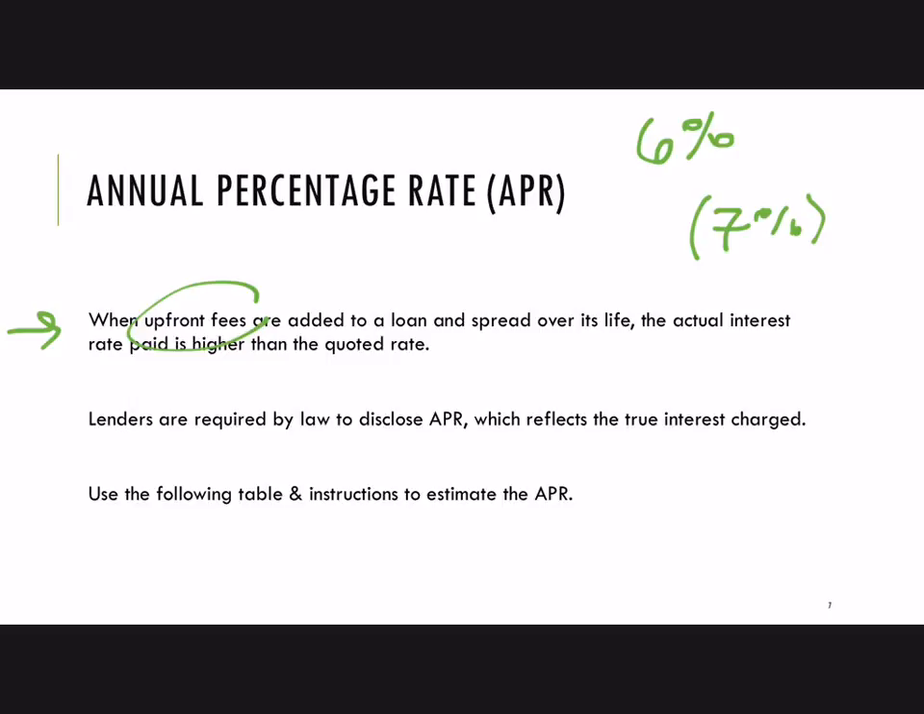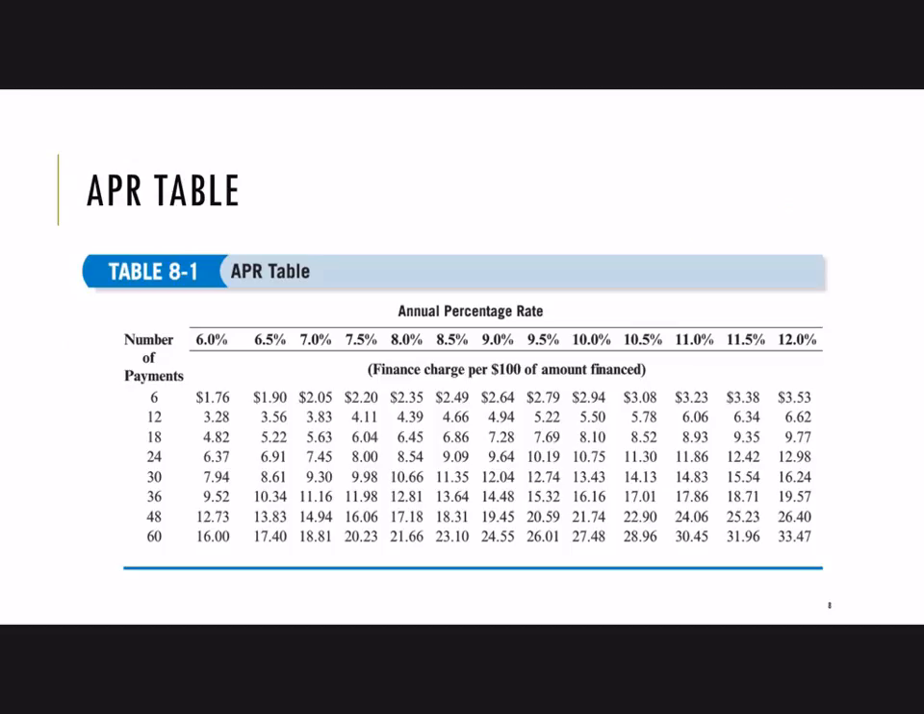But we can also use a table to estimate the APR if we know what the finance charge is. Now there is another method. You can also use APR calculators that you can find online. So if you ever need to do this and you don't happen to have this exact table that we're about to look at, then you can always figure out the APR on your own.